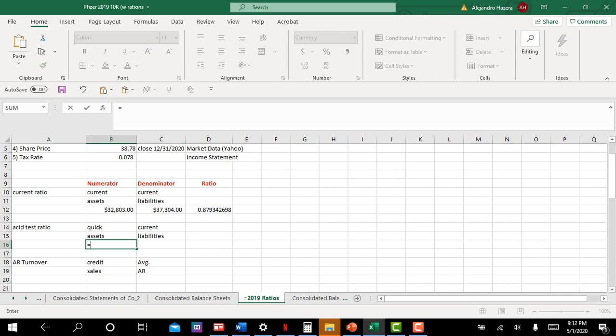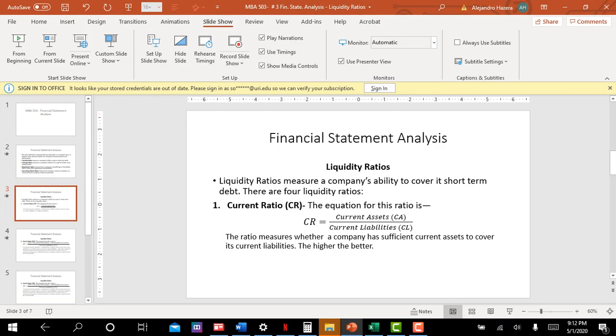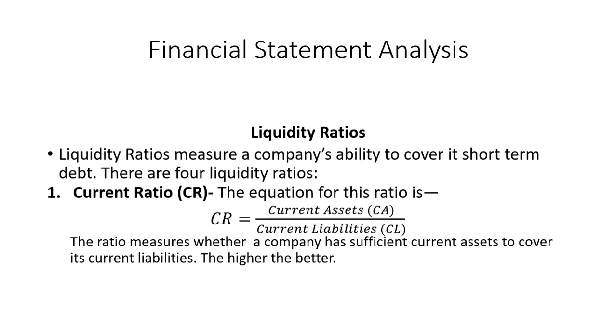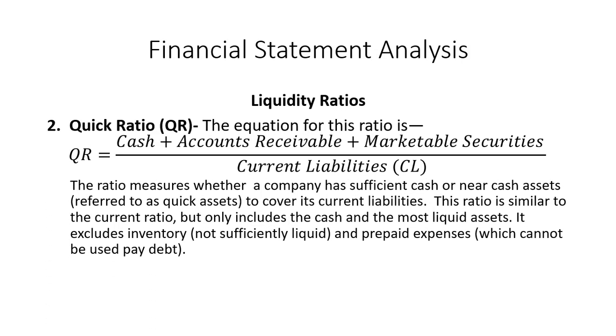Okay, now the next ratio, let's go back here to the PowerPoint. The next ratio is the quick ratio. This ratio is a variation of the current ratio. Notice the denominator is current liabilities. And notice on top you have the most liquid assets on any balance sheet. Cash, which is the most liquid asset you can have.